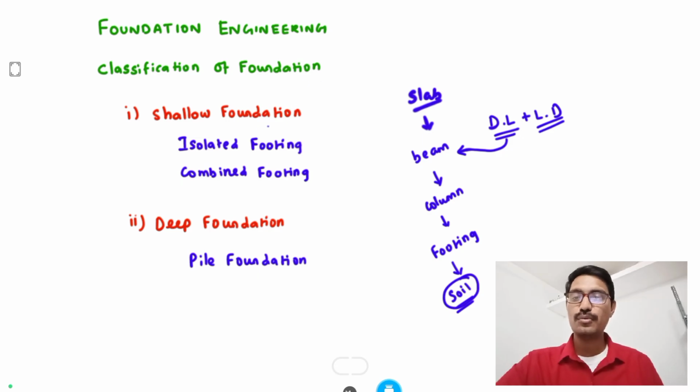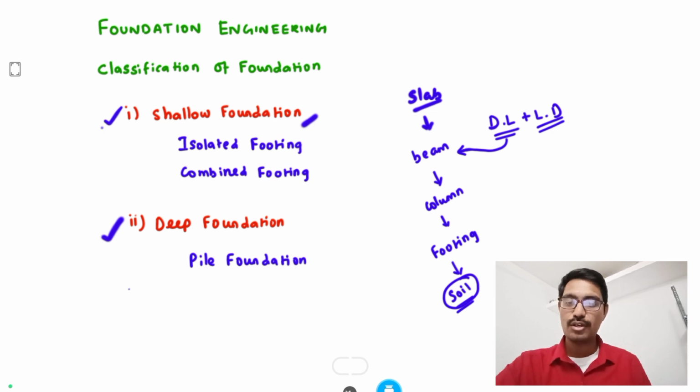Based on the depth, we go for two types of foundation: one is shallow foundation, another one is deep foundation. Whenever the bearing capacity of soil is more, we go for shallow foundation. Shallow foundation is nothing but a foundation laid at a shallow depth. We can take this as the footing.